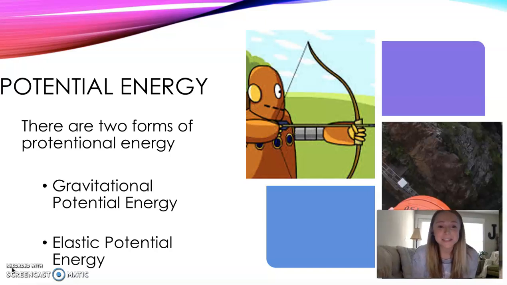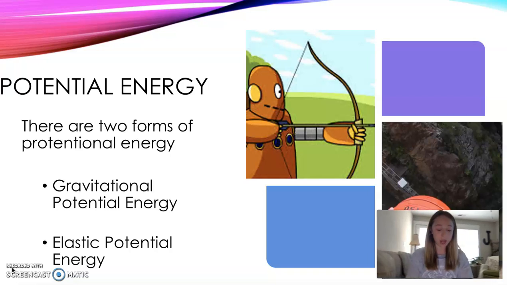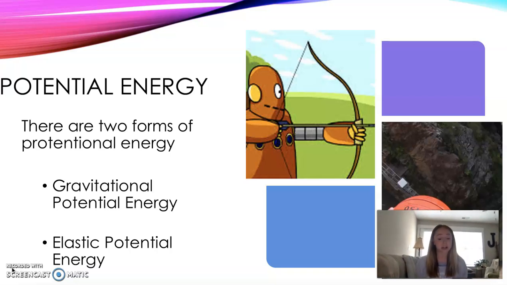But let's jump into potential energy. So we know that potential energy is energy that is stored as a result of position or shape. So let's think about the guy in our picture right there. He's shooting a bow and arrow. As he is shooting that bow and arrow, he is pulling back that string. That string has some type of potential energy. And as soon as he releases it, it becomes kinetic energy.